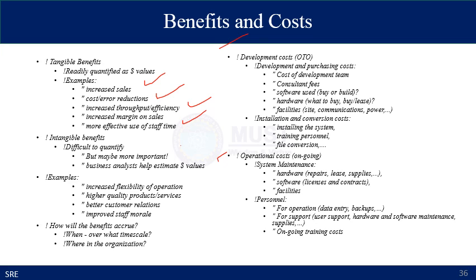It also includes installation and conversion costs of the system, training personnel, and file conversions. Operational costs refer to the system maintenance and personnel used for those using the system. Maintenance costs also refer to the hardware and software costs of repairs, lease, supplies, licenses, and contracts, and facilities. Personnel for operations of data entry and backup, for support users and hardware and software maintenance, and supplies and ongoing training costs.